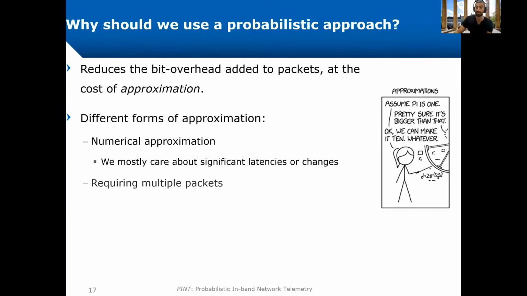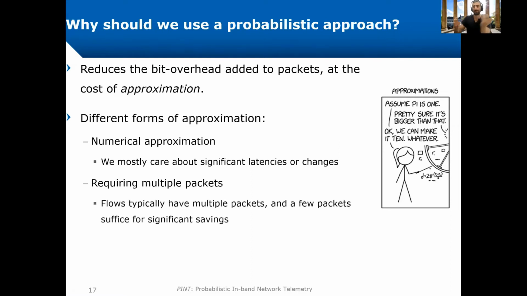Another type of approximation is that we may require multiple packets to read the information out of the network. So if you think of discovering the path, then INT would add all the switch IDs on each packet, and now you know the path from a single packet. But if we want to reduce the overhead, we can spread this information across multiple packets, so it would be a while before you know the right path. But it's also fine because usually flows, like connections in the network, have multiple packets, and even if you assume that they have only a small number of packets, it's already enough to reduce the overhead by quite a bit.